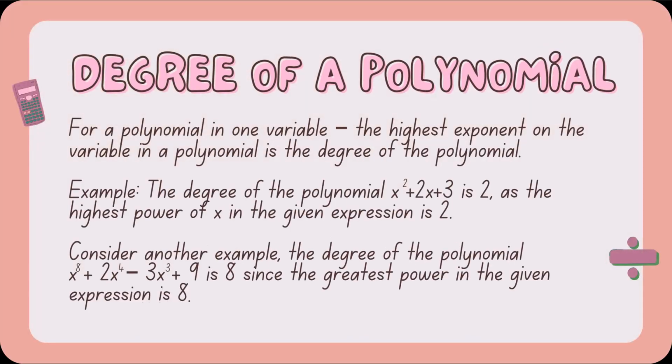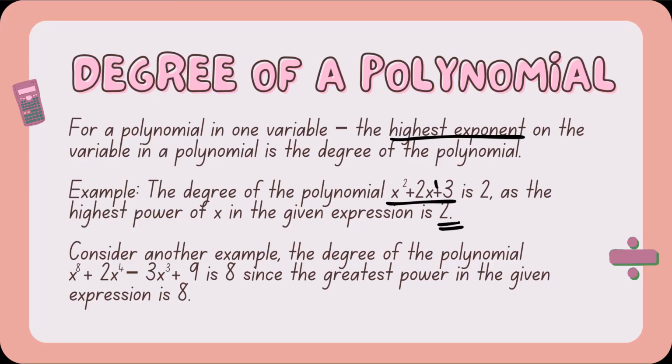All right, now let's understand the degree of a polynomial. For a polynomial in one variable, we have a lot of exponents. Each variable will have an exponent. Among them, the highest exponent is the degree of the polynomial. Look at x squared plus 2x plus 3: x raised to 2, x raised to 1. What is the variable's highest exponent? It is 2. So the degree of the polynomial is 2.